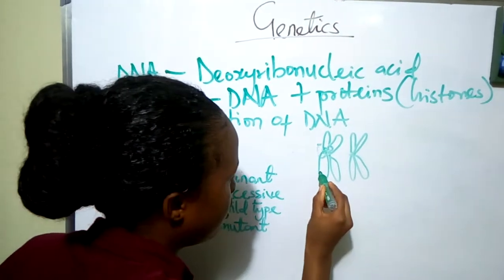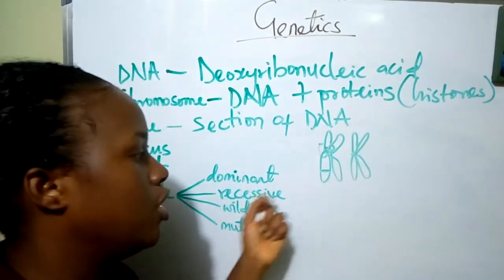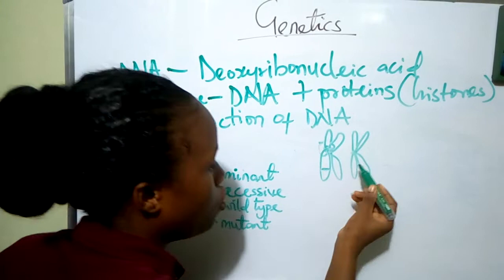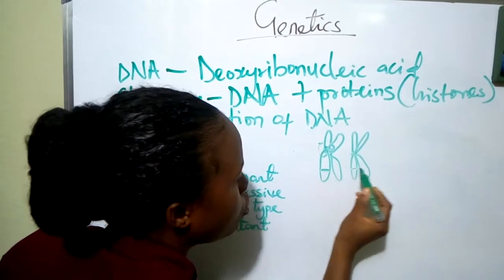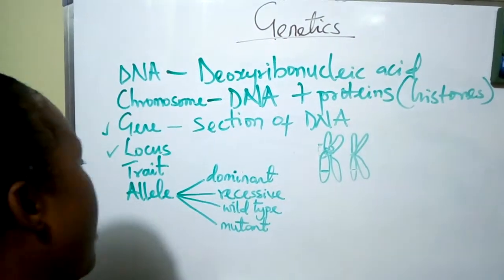So for instance, this is the locus for the gene for production of melanin. You also find that here. So these two form the locus for that particular gene.